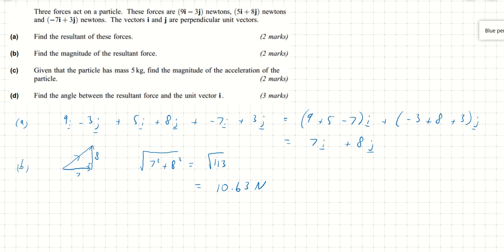Given that the particle has mass 5 kilograms, find the magnitude of the acceleration. Well, we've got the force, so let's just call F is 10.63 newtons. That's the magnitude of the force, and remember, F is equal to ma. So we're told that the mass of the particle is 5 kilograms, so 10.63 equals 5a. Well, that implies a equals 10.63 divided by 5, which is 2.126 ms to the minus 2. That's the magnitude of the acceleration.